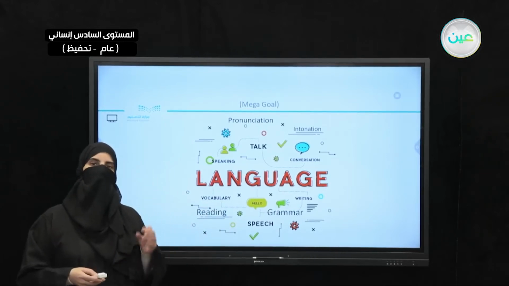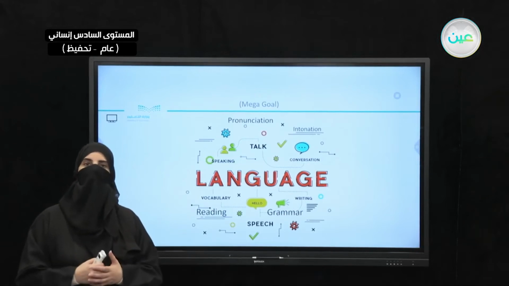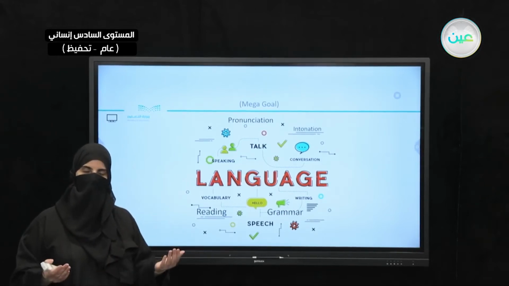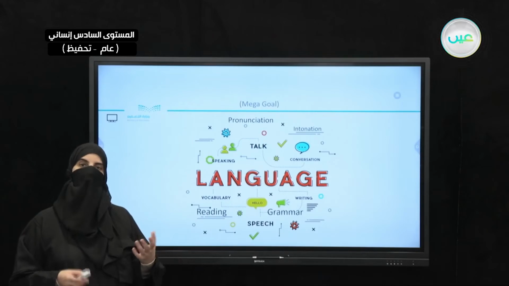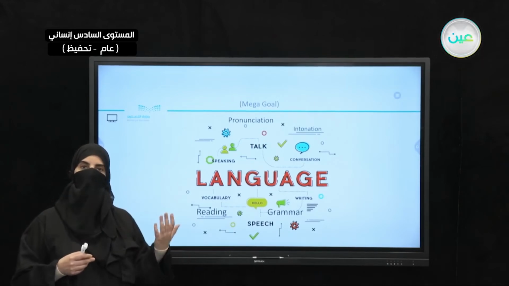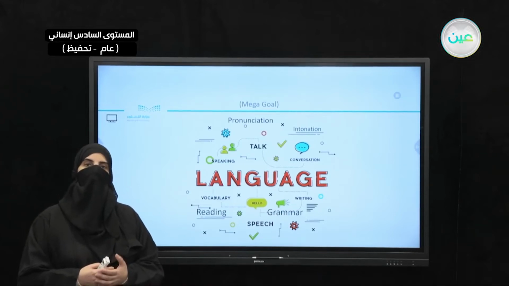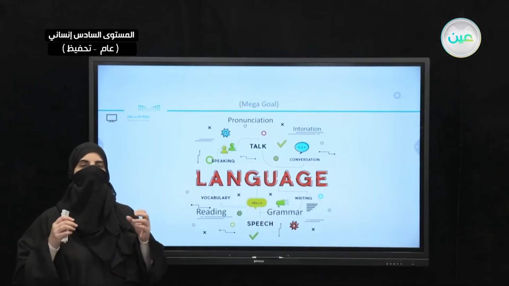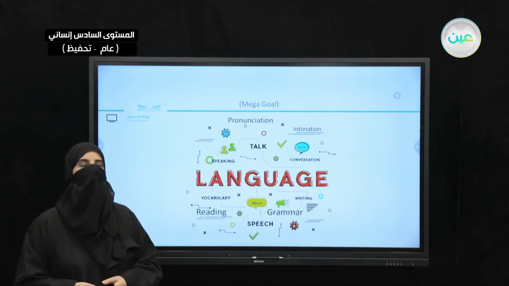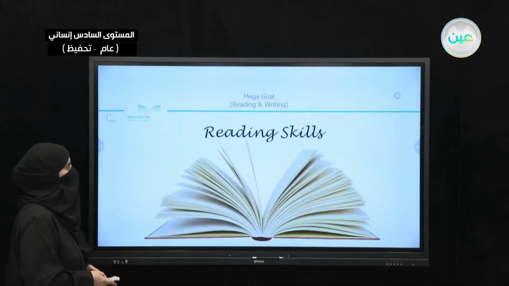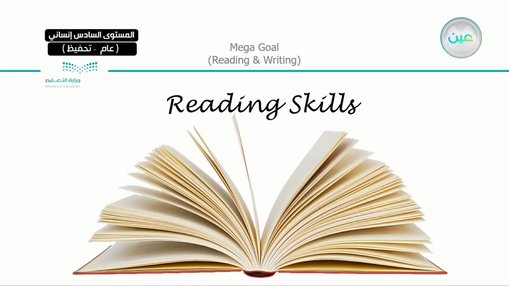Now we are going to discuss the last two parts that we have here, which are reading and writing. And if you think about it, vocabulary can be learned within reading specifically, and writing is related very much to grammar. So let's see what we have. Now we're going to start with our reading skills.